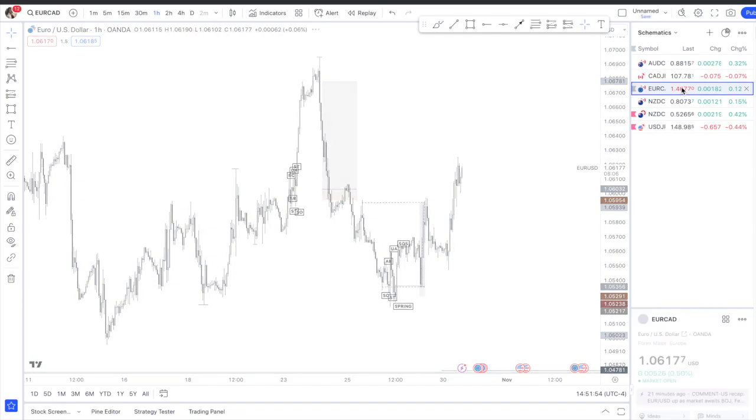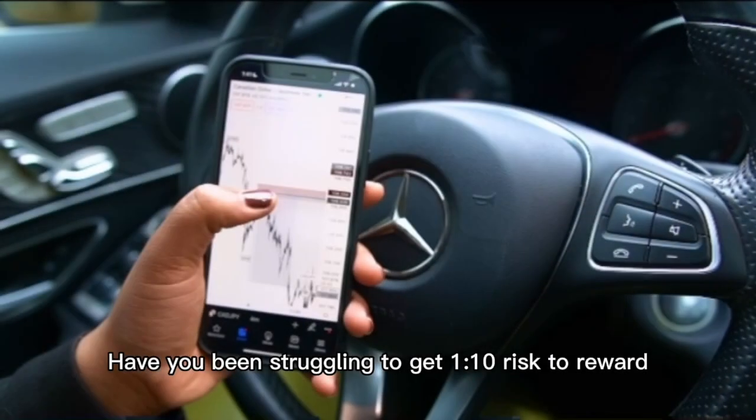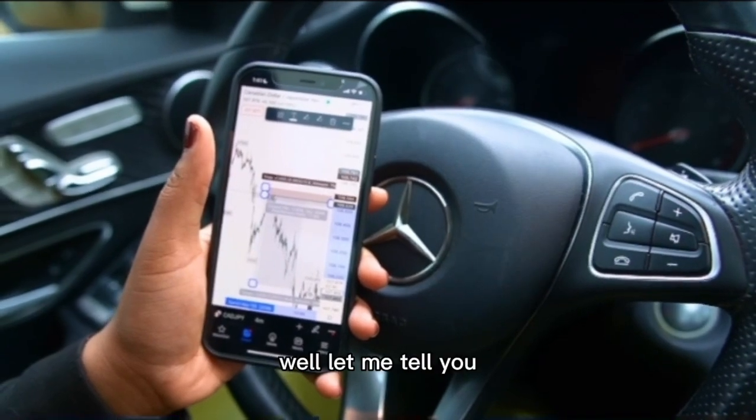Euro CAD, different story. So Euro CAD and USD CAD, I'm struggling to get 1 to 10 risk to reward just like this. Well, let me tell you why.